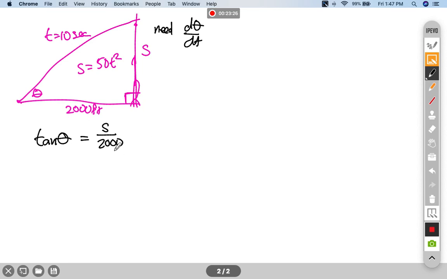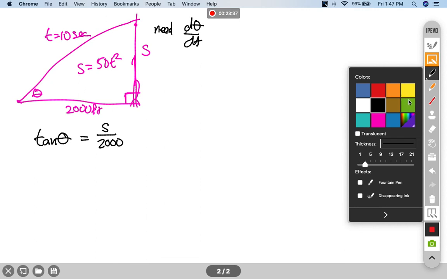So there's my formula. I know something about s. I have my theta here. I want d theta dt. Let's see where we can go from here. We can do this the hard way or the easy way. I'm going to try to do it the easy way. Let's see if it is.